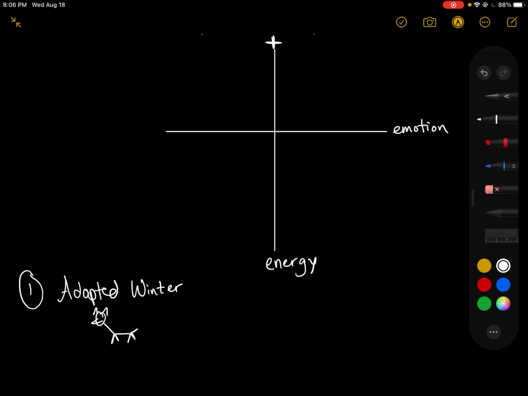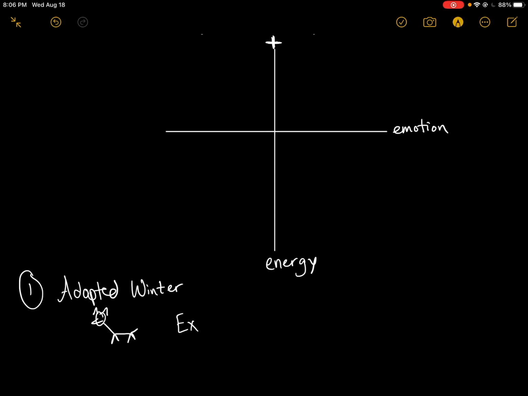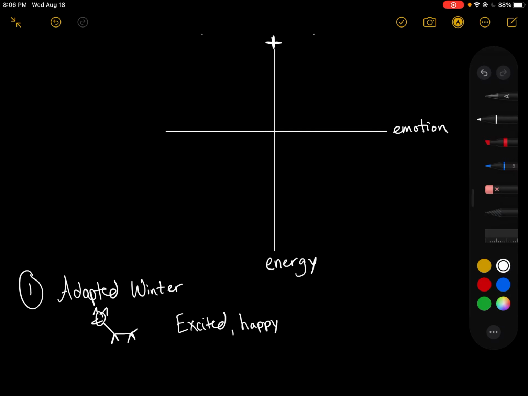So the day I adopted him, what was I feeling? Well, I was ecstatic, super excited, over the moon. I was happy. I was just so pumped because I love dogs and Winnie is perfect. So I was just like, this is amazing, the best thing in the world.